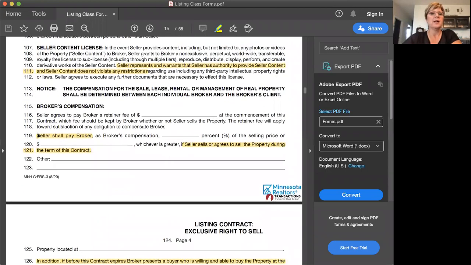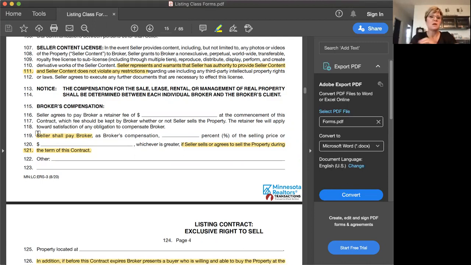Awesome. The next section just talks about seller content license. So basically, if the seller ever wants to provide you with photographs, or they want to provide you with information to use for your listing, what this is saying is they warrant that they have the right to do that, and that basically we're going to use it for marketing purposes and whatnot. So they need to make sure that they have the authorization to provide us that information for marketing purposes.